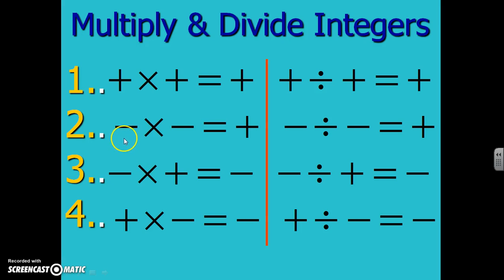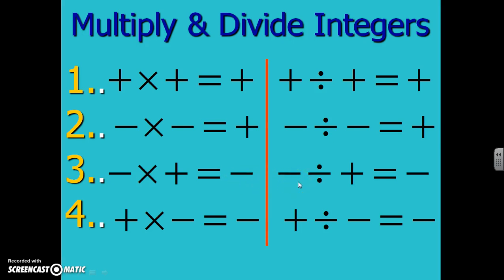When you multiply a negative with a negative, the product is positive. When you divide two negatives, the quotient is positive. When you multiply a negative and a positive, the product is negative.